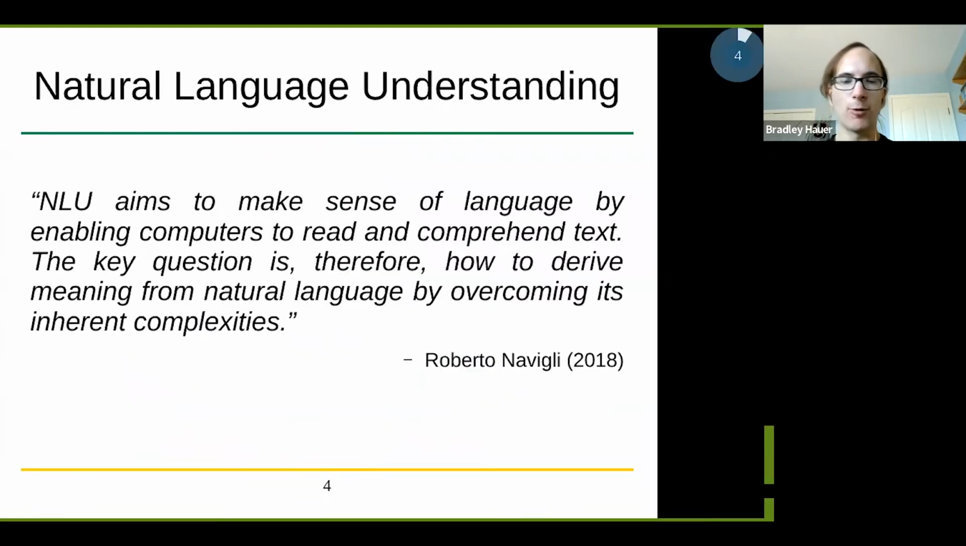Now, one of the foremost researchers in lexical semantics is Dr. Roberto Navigli. And in a 2018 paper, he said the following: natural language understanding aims to make sense of language by enabling computers to read and comprehend text. The key question is, therefore, how to derive meaning from natural language by overcoming its inherent complexities.